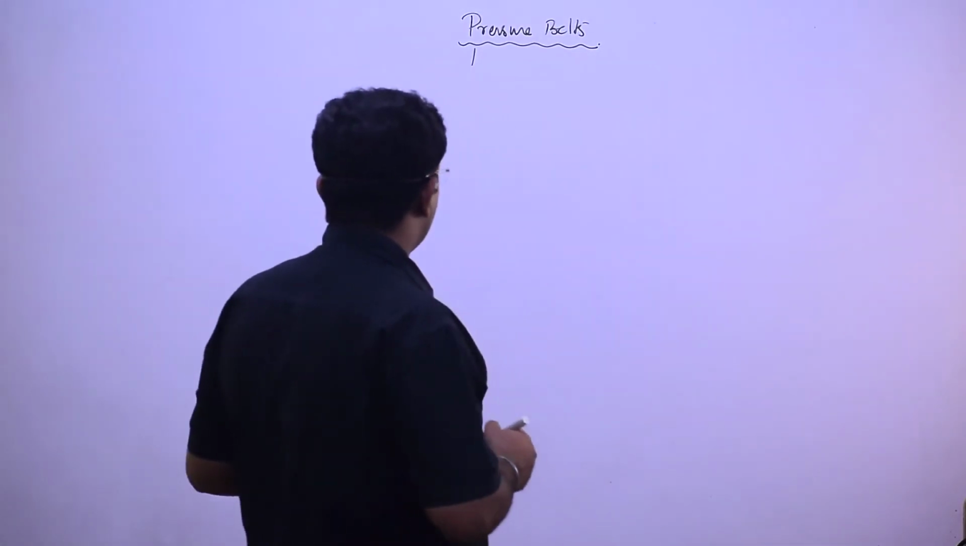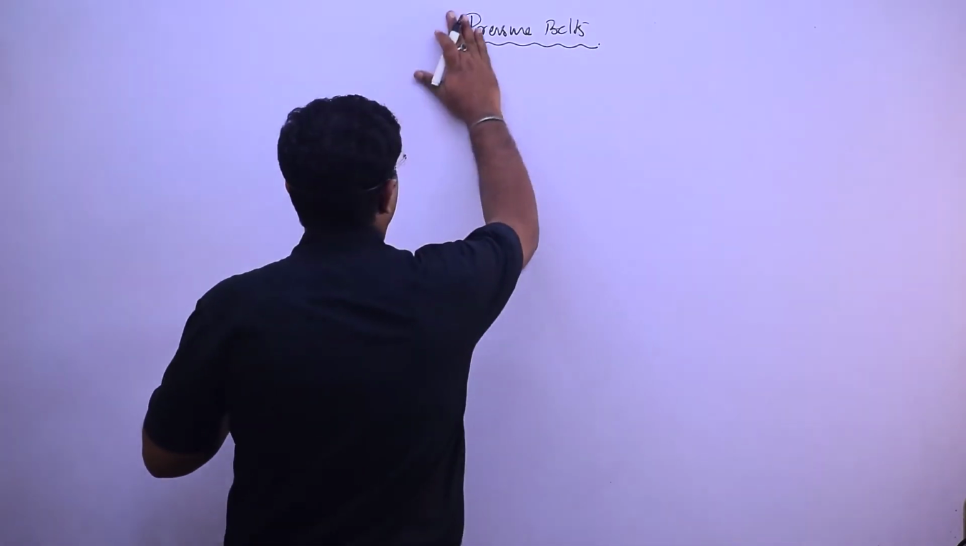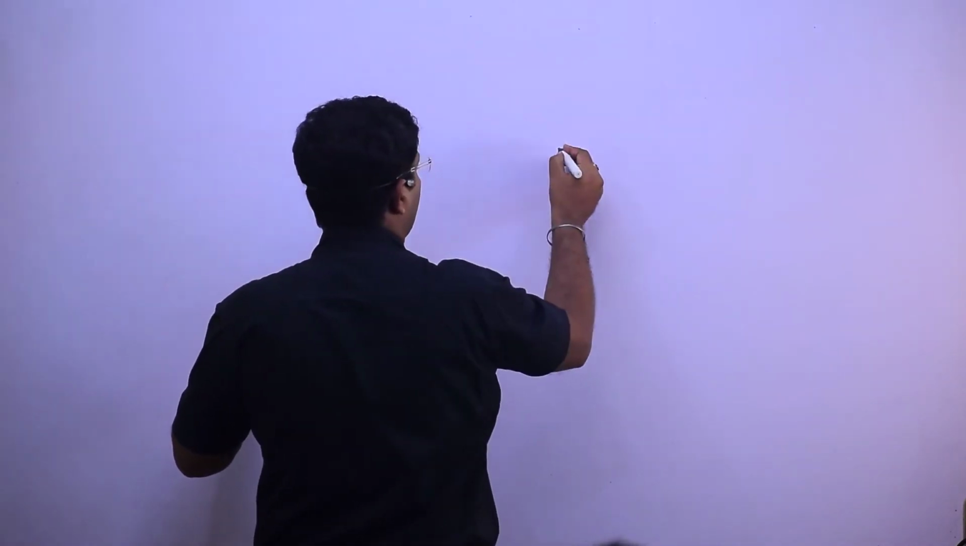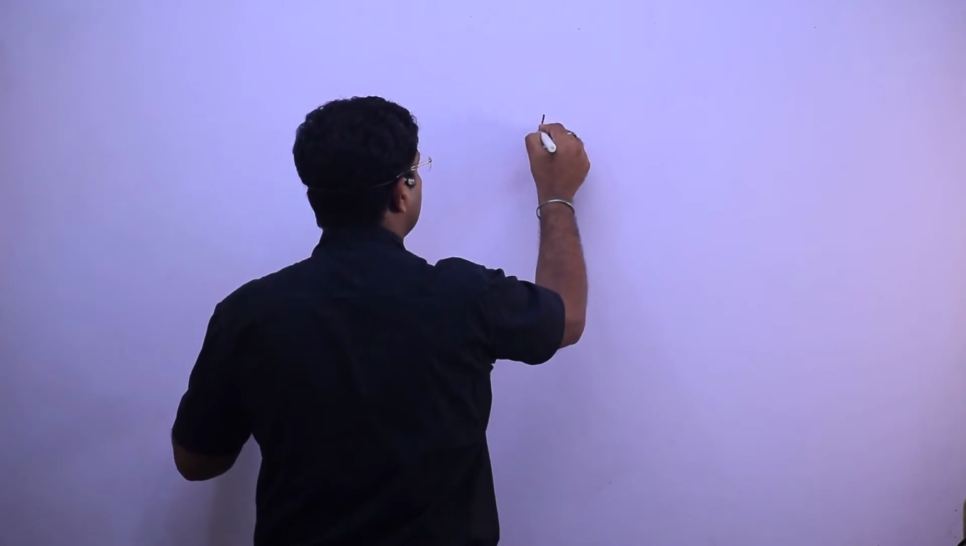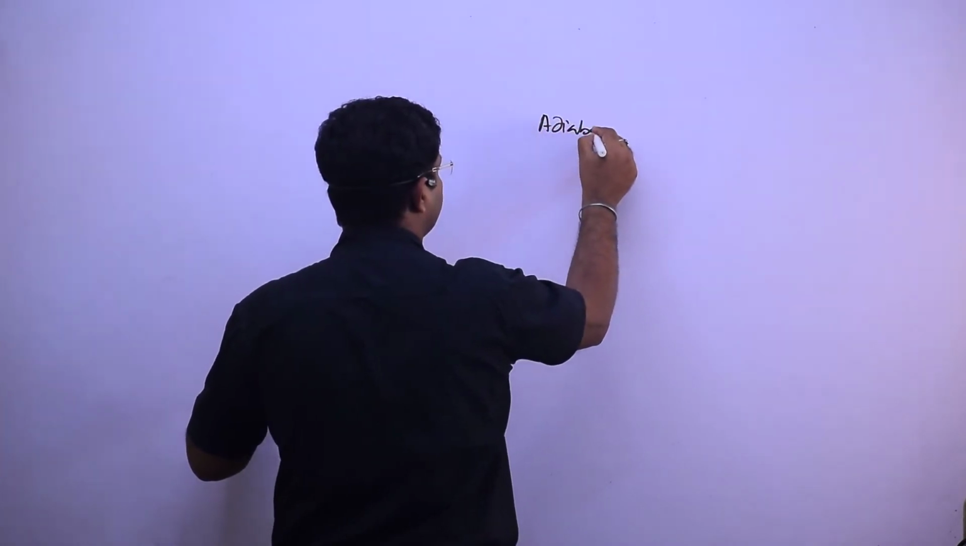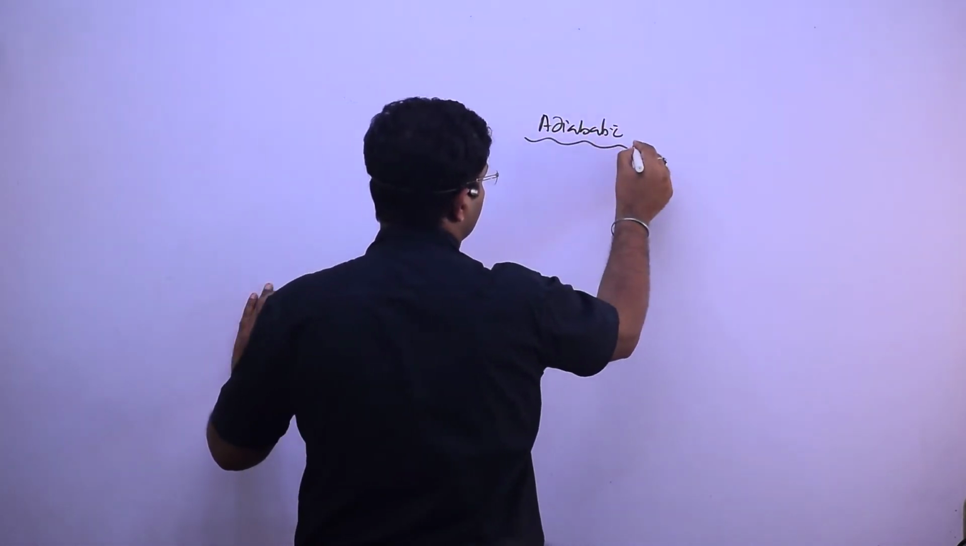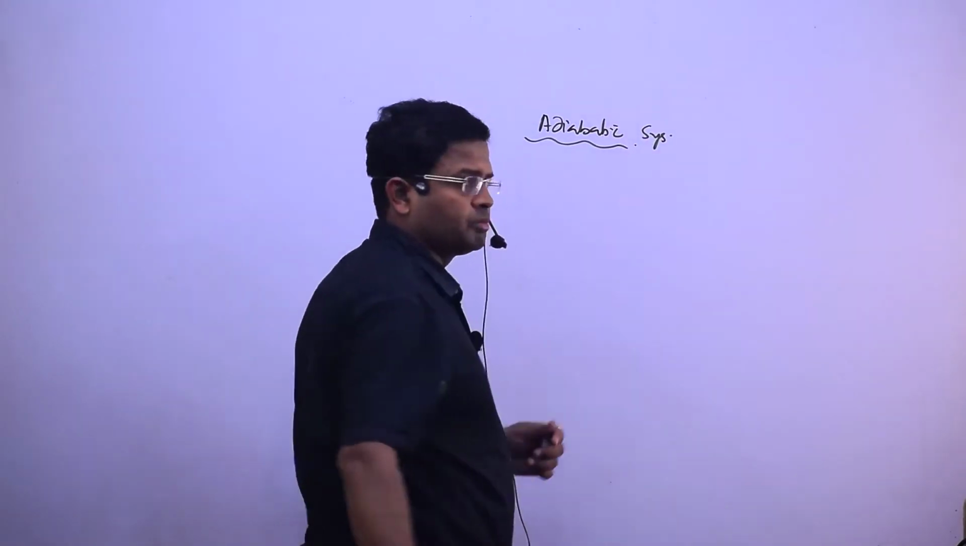Understood? So we have to see pressure belts, but before pressure belts we have to understand one concept. I said that adiabatic system. We have to see the concept of adiabatic system.